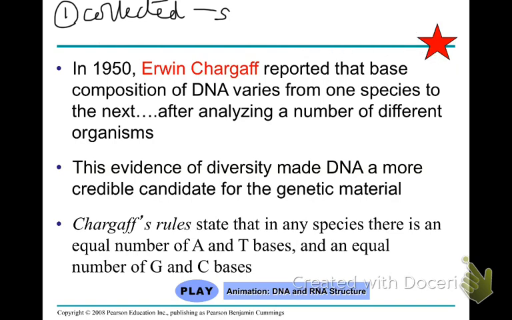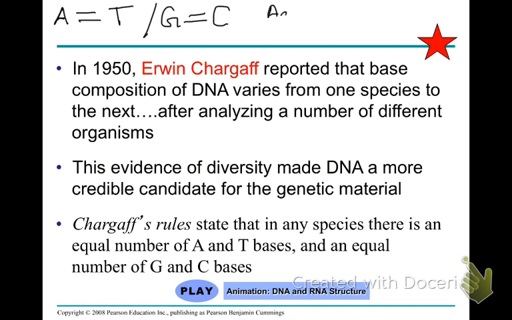Okay. The second thing that he found out was that the amount of A present in a species is the same as the amount of T, and the amount of G, or guanine, is the same as the amount of cytosine. So meaning if you know the base pair composition of one item, you can know the base pair compositions of the others. Let's try this as an example.